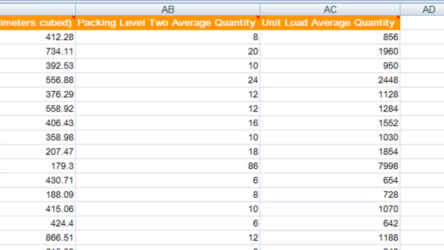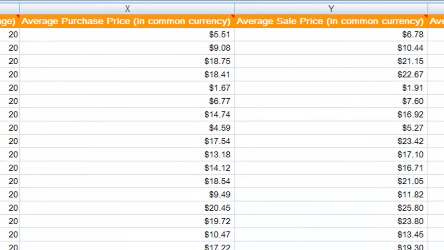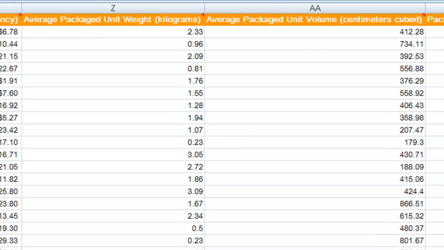A unit load is the top packing level and in most cases will represent pallet loads of product. Packing level 2 is the next packing level and in most cases will represent full cases of product. Average purchase price is the average purchase price across the SKUs in the family, and average sale price is the average sale price across the SKUs in the family. Average packet unit weight and volume indicate the average unit weight and volume in packaged format.